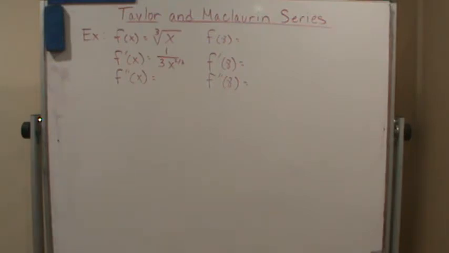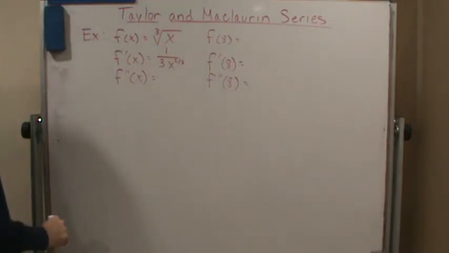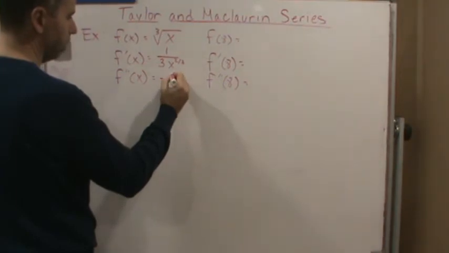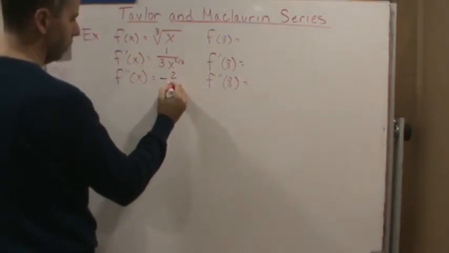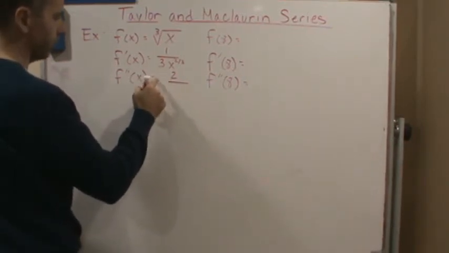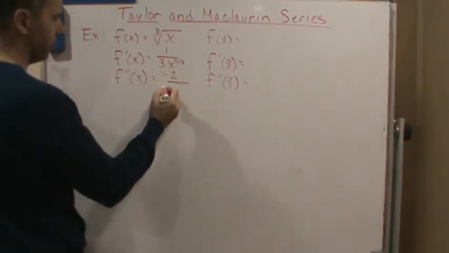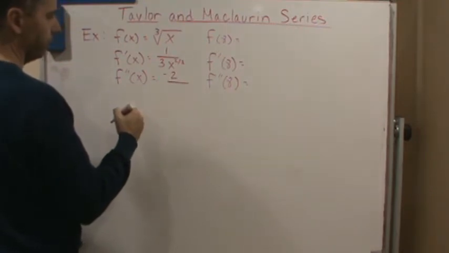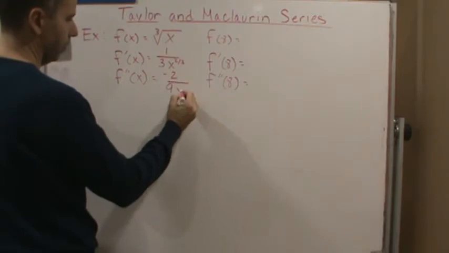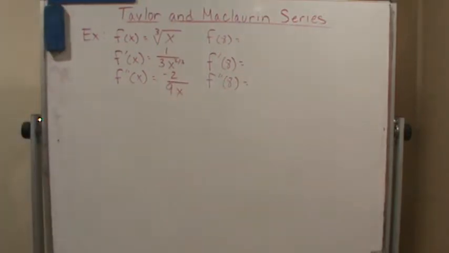And then the next derivative, we're going to end up having negative 2 over, now let's write it this way, put the negative up here. So negative 2 over 9 x to the 5/3 power.